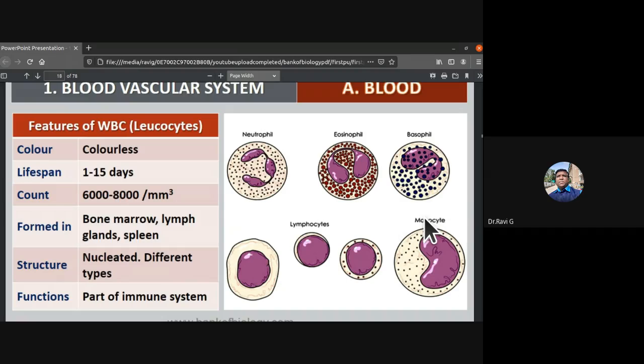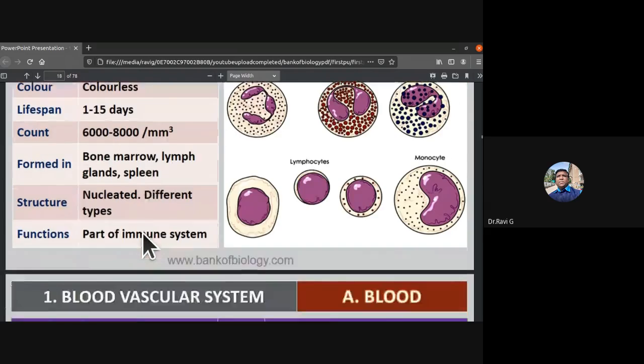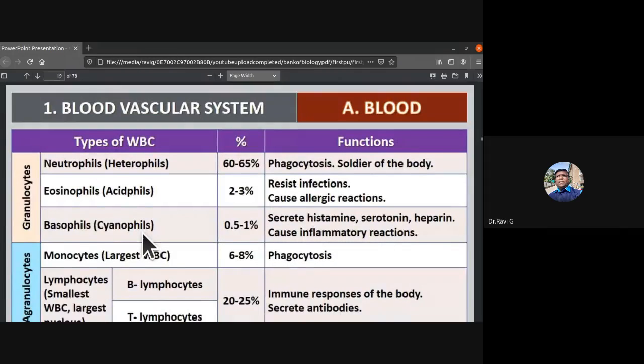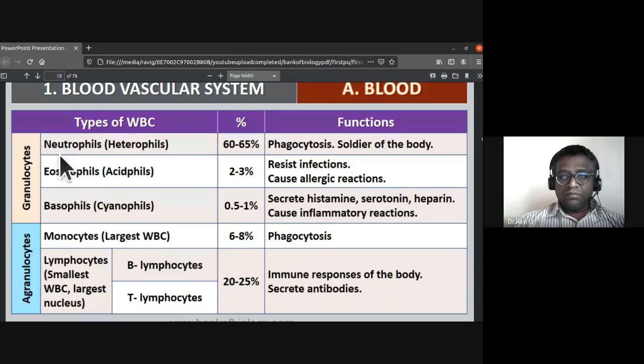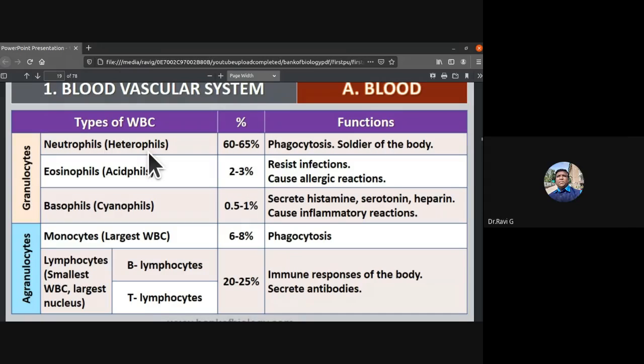Monocytes are the largest WBC cell. In terms of size, monocytes are the largest. Then we also find the agranulocytes like lymphocytes. Granulocytes, neutrophils: many times questions have been asked concerning that. Neutrophils are also called heterophils.